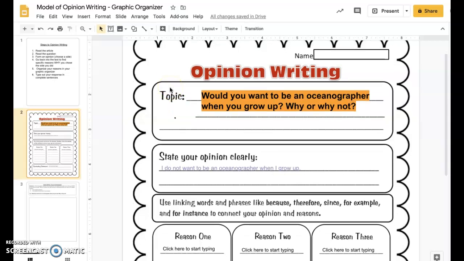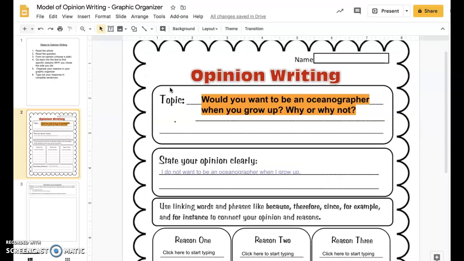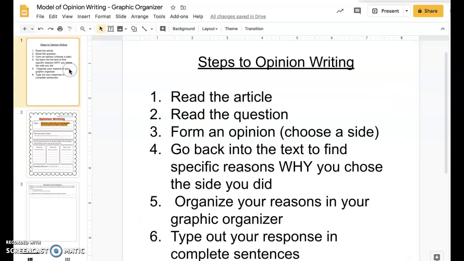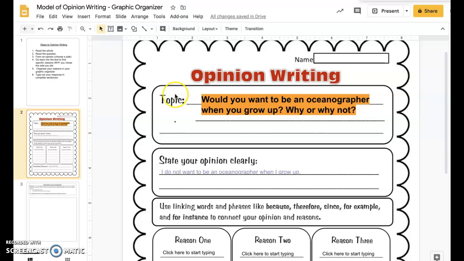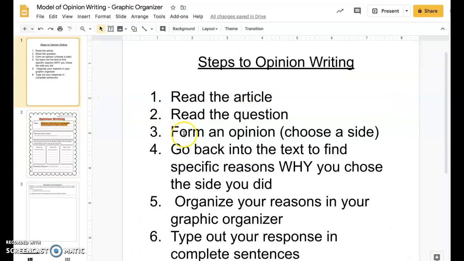Now, here is the graphic organizer that you're going to be using too. The topic will be given to you. Okay, this is the question. Remember when we go back here, it says read the question. Here's the question or the topic. Would you want to be an oceanographer when you grow up? Why or why not?